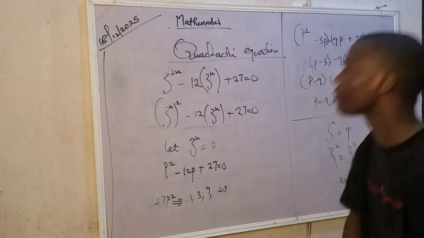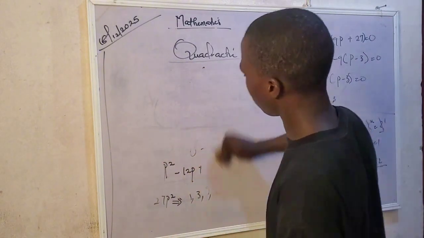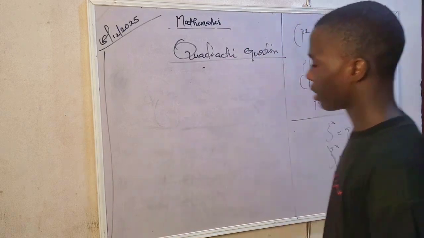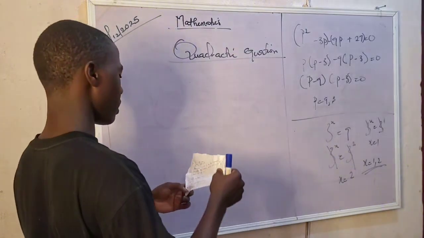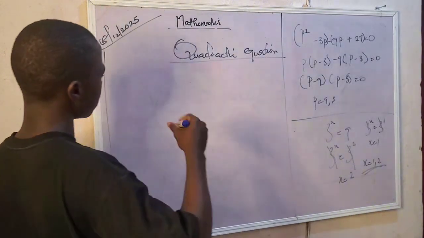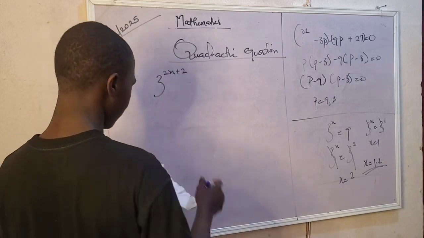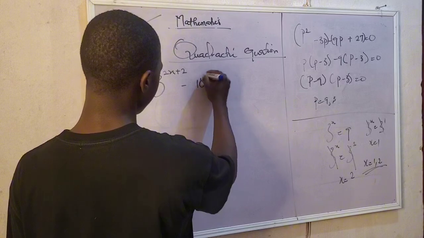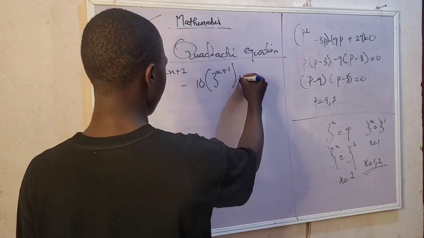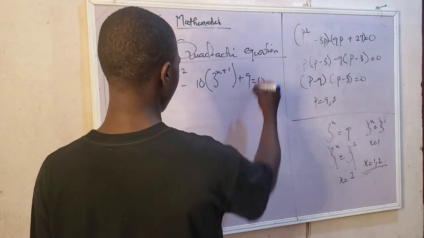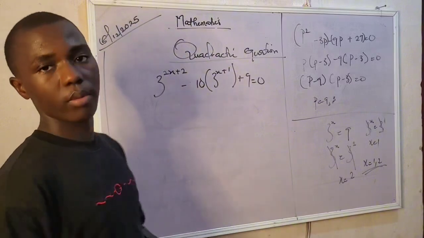So I'm going to give our last question for today's class, under quadratic problems of indices. So our last question goes like this. It says: 3 raised to 2x plus 2, minus 10 in brackets 3 raised to x plus 1, plus 9 equals 0. So this is also another question under indices concerning quadratic problems.